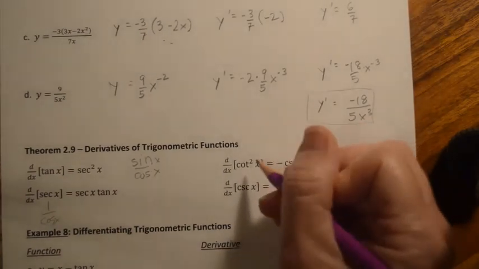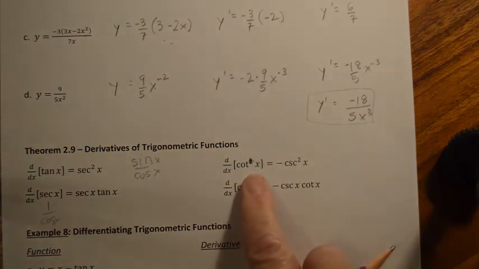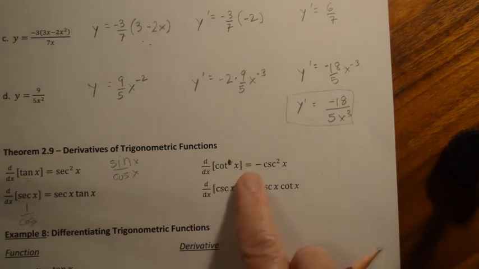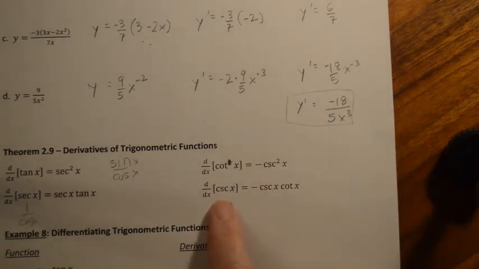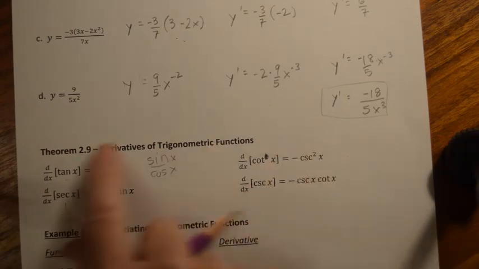This is a typo here. This should just say derivative of cotangent of x, not cotangent squared. Sorry about that. So if you would just scribble that out for me. The derivative of cotangent is negative cosecant squared. And then the derivative of cosecant is negative cosecant cotangent. I would just say, please commit those to memory.